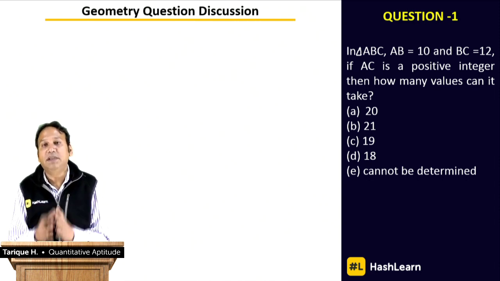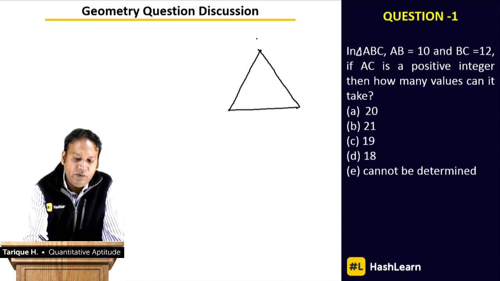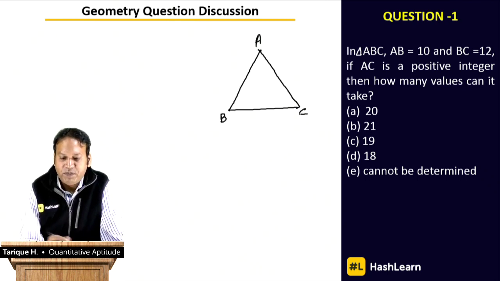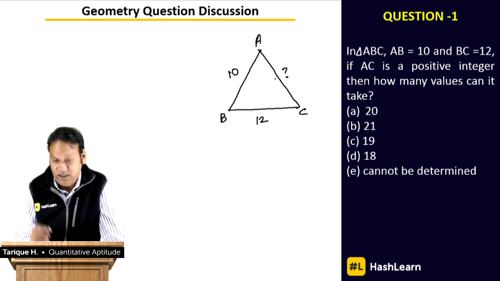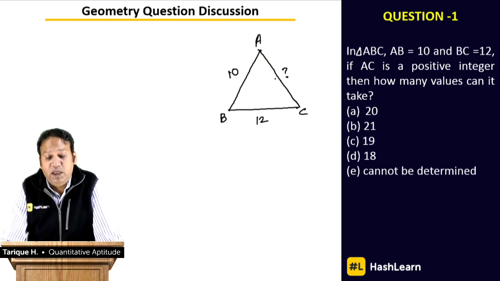In a triangle ABC, so there's a triangle given to you, ABC. What type of triangle it is, we don't know. So we'll just make a rough diagram here. The triangle ABC, AB equal to 10 and BC equal to 12. AC, we don't know what AC is, but we know AC is a positive integer. How many values can AC take?